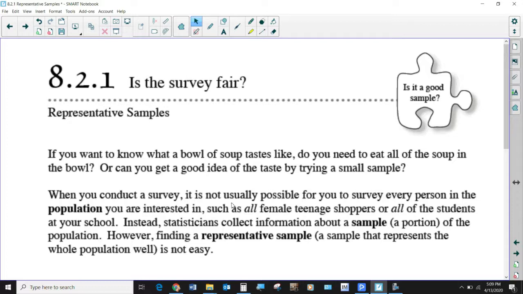When you conduct a survey, it's not usually possible for you to survey every single person in the population you're interested in, such as all the female teenage shoppers or all the students at your school. Instead, statisticians collect information about a sample of the population. However, finding a representative sample is not easy, as you will see in this lesson.